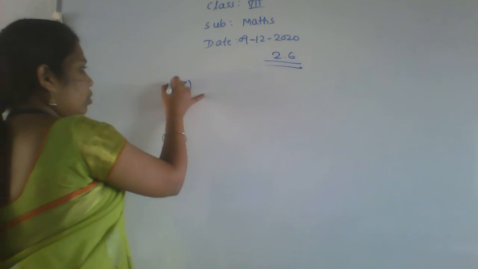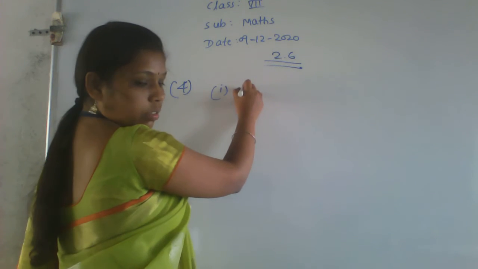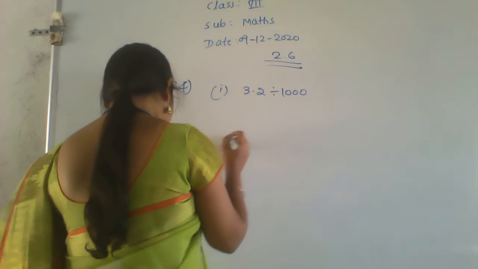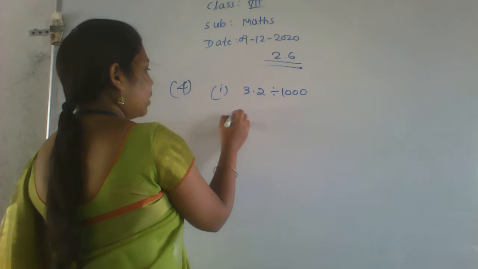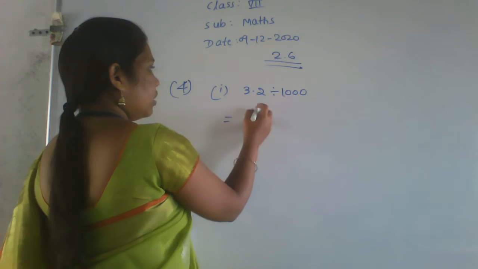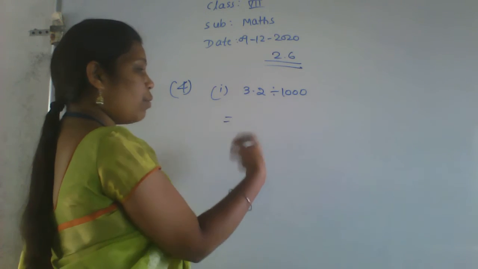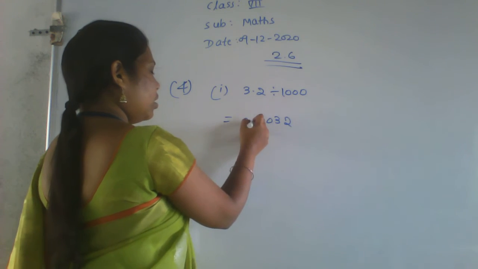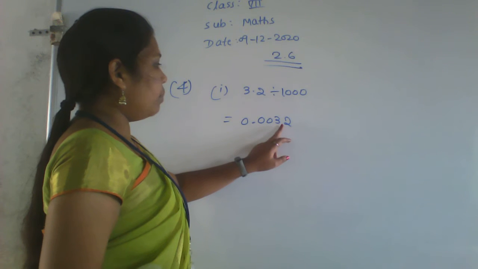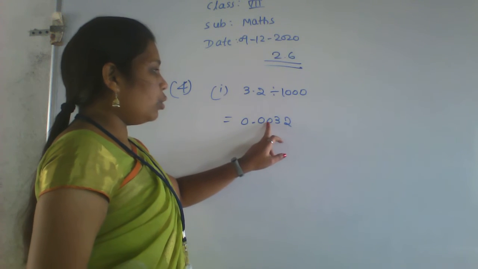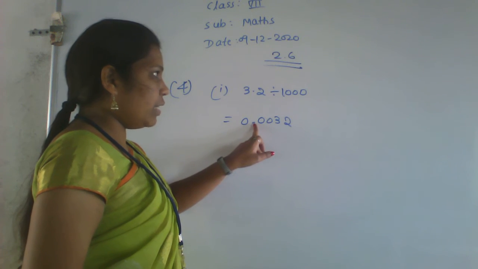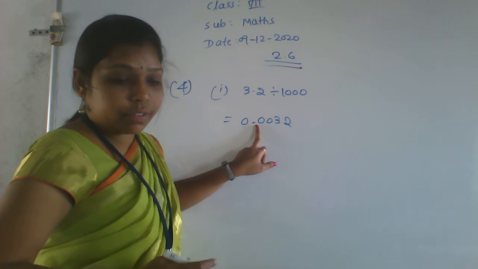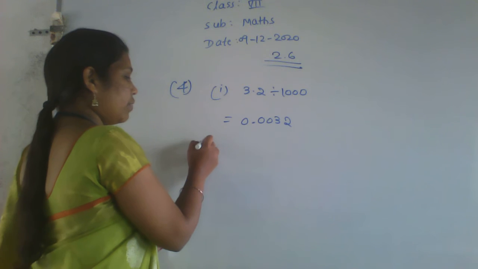Fourth main, first one, 3.2 divided by 1000. 3.2 divided by 1000 means shift. Only one number is there, we want another two numbers. 0, 0, 3, 2, and the point here: 0.0032. 1, 2, 3. After three numbers we shifted this decimal point. Like this we have to shift.